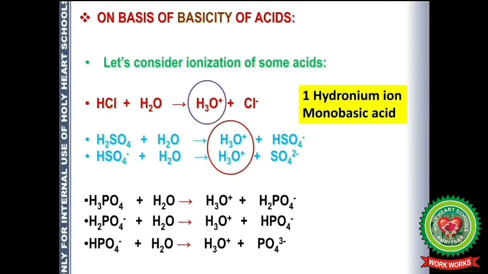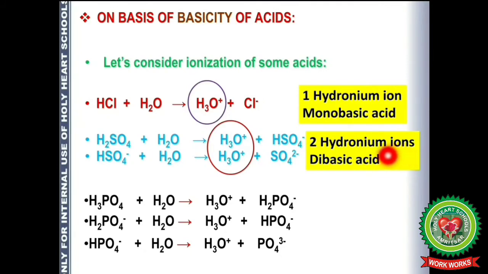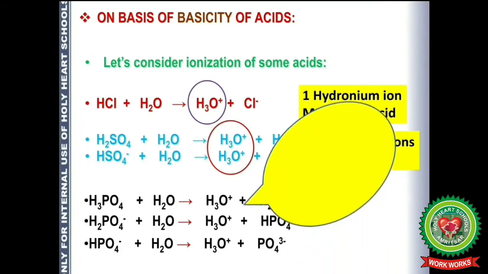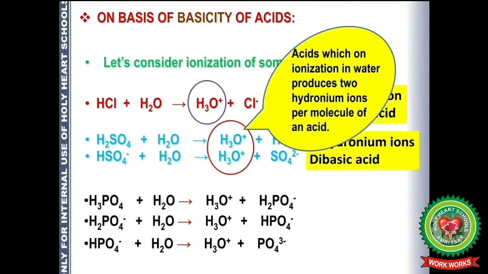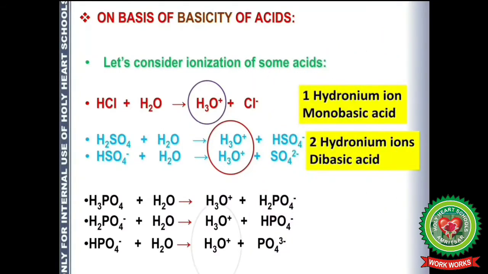In the next example of sulfuric acid, we know that two hydronium ions are produced. So on the basis of this, sulfuric acid can be termed as dibasic acid. Why are we calling it dibasic acid? Because acids which on ionization in water produce two hydronium ions per molecule of an acid. So one molecule of sulfuric acid produces two molecules of hydronium ion. So therefore it is termed as dibasic acids.